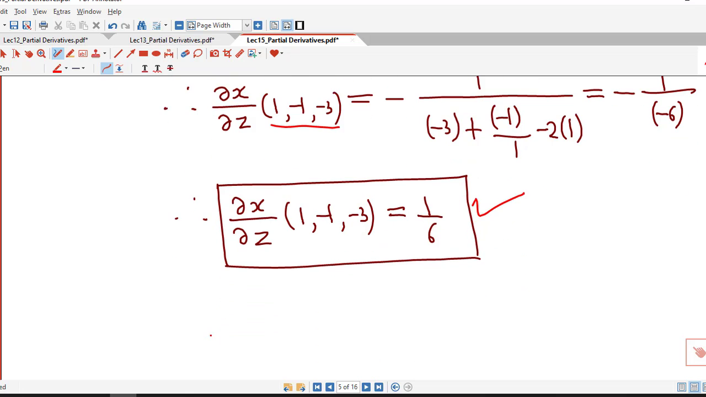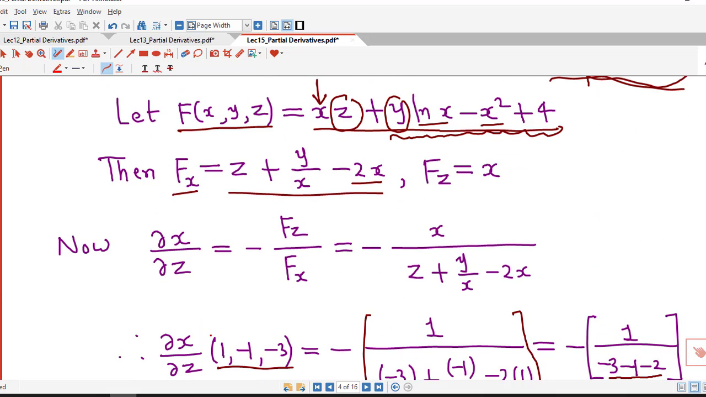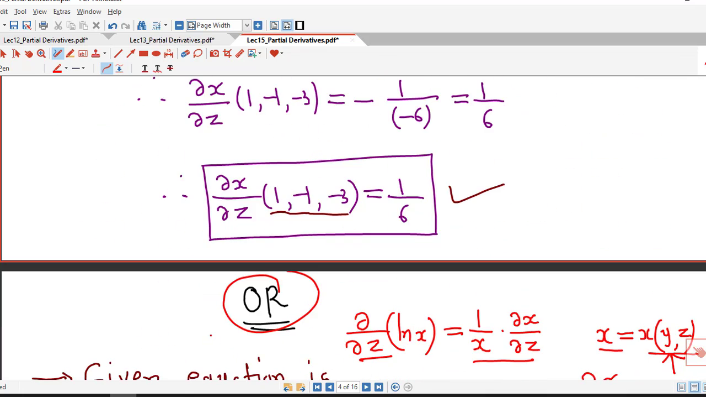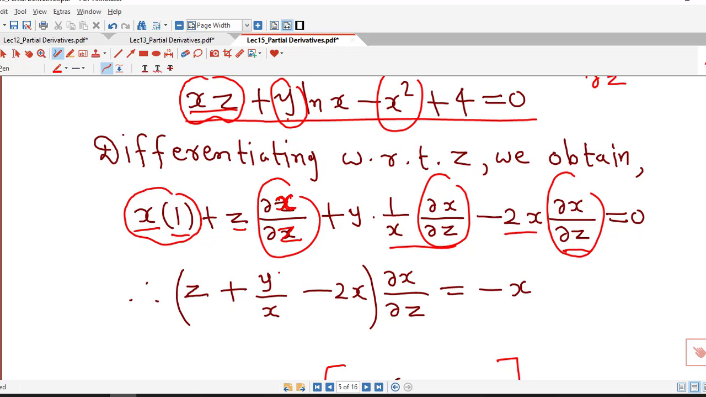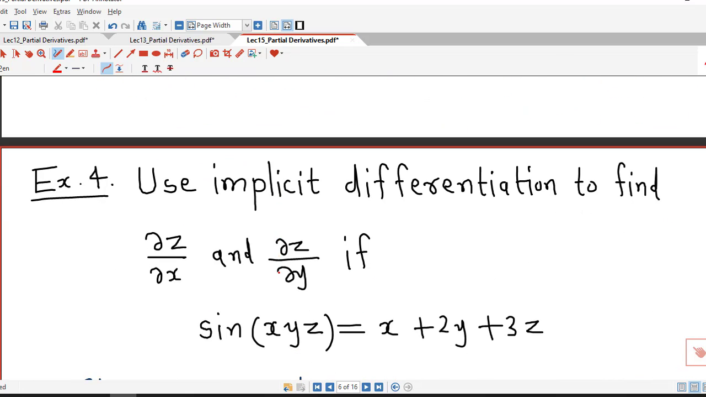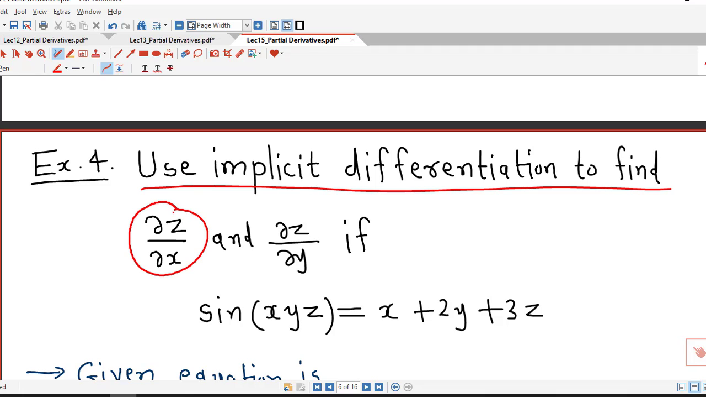So if we wish, we can go this way also, that is our choice. Either we can use the formulas for implicit derivatives, or we can directly differentiate the given equation with respect to the given variable. We consider one more example. Use implicit differentiation to find del z by del x and del z by del y if sin of xyz equals x plus 2y plus 3z.